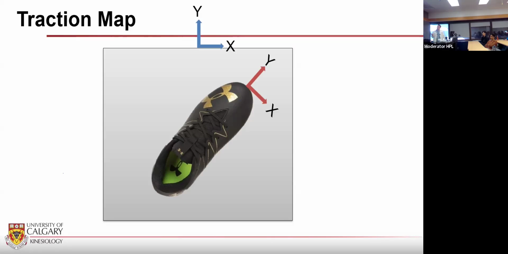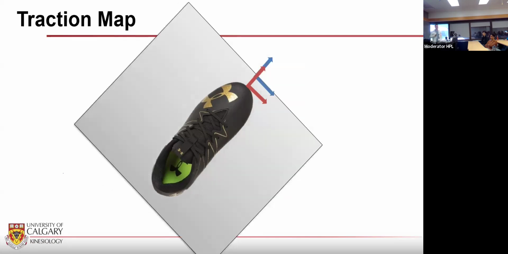So when we get our forces, they're relative to the force plate coordinate system. So using the motion capture system, we have to put this force plate coordinate system in the coordinate system of the shoe. So we just create a rotation matrix, and now all our forces are relative to that shoe sole.